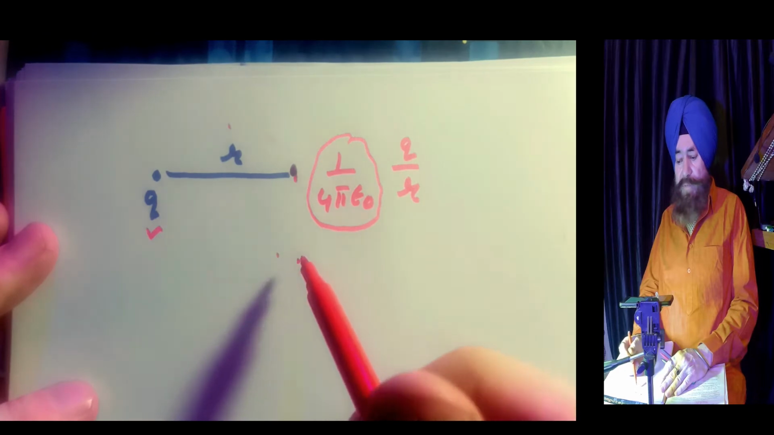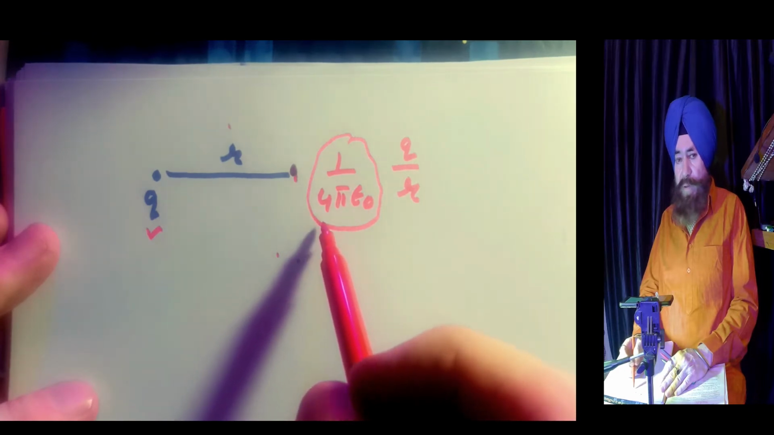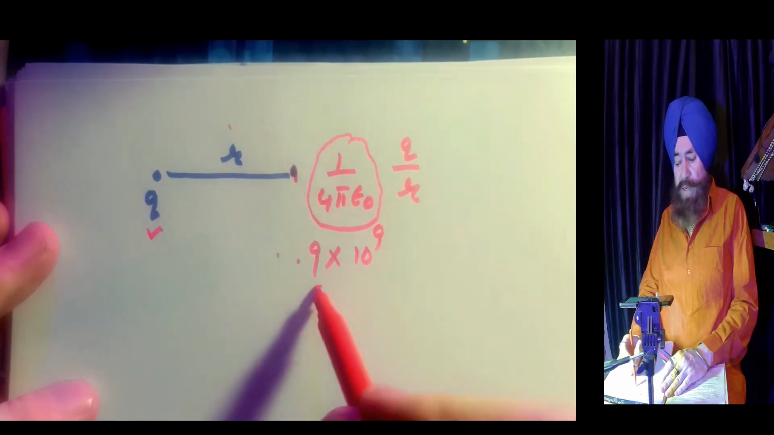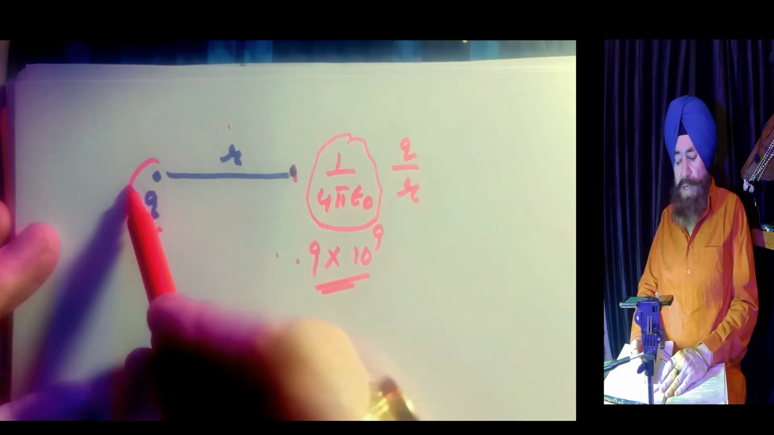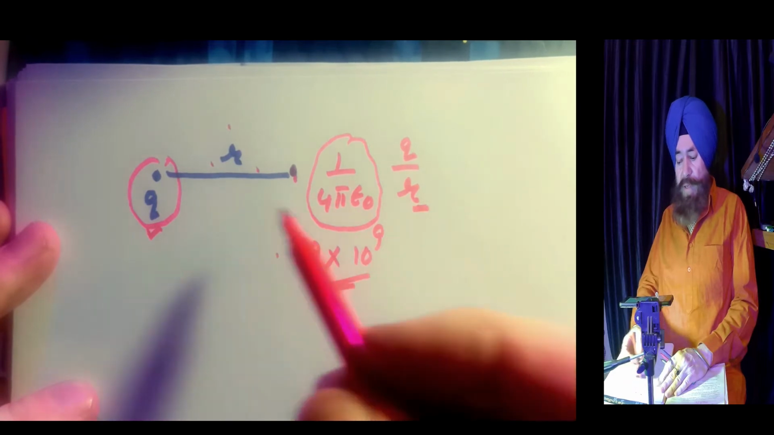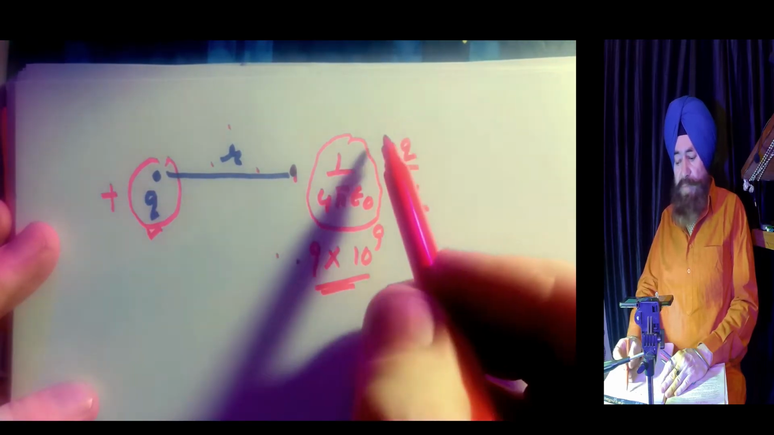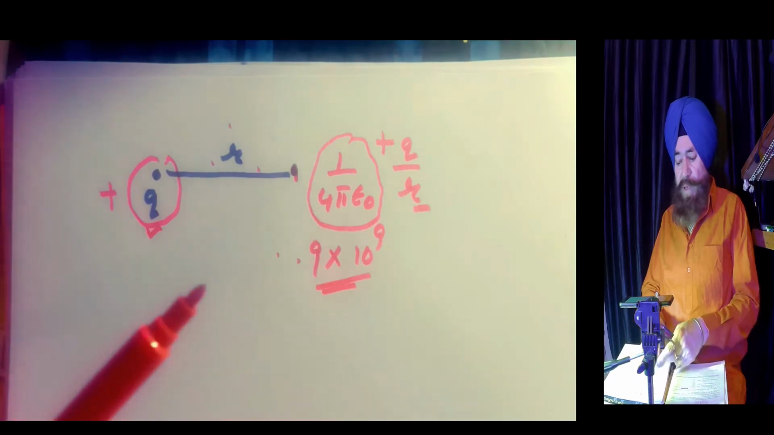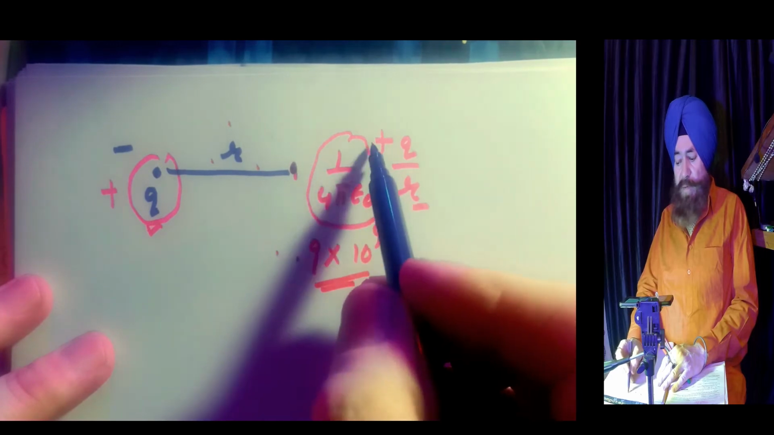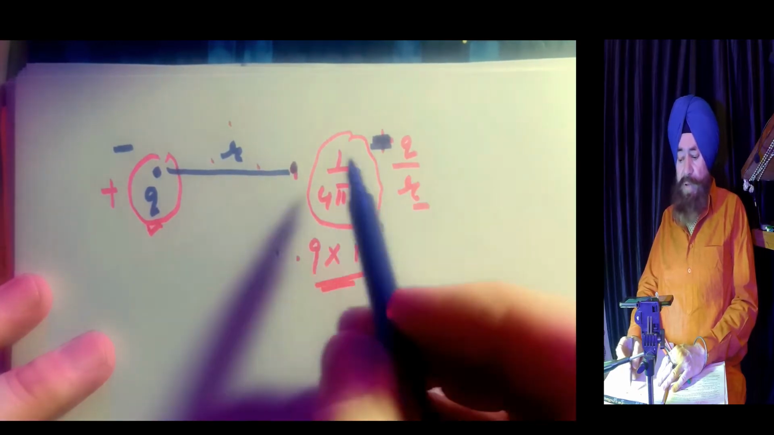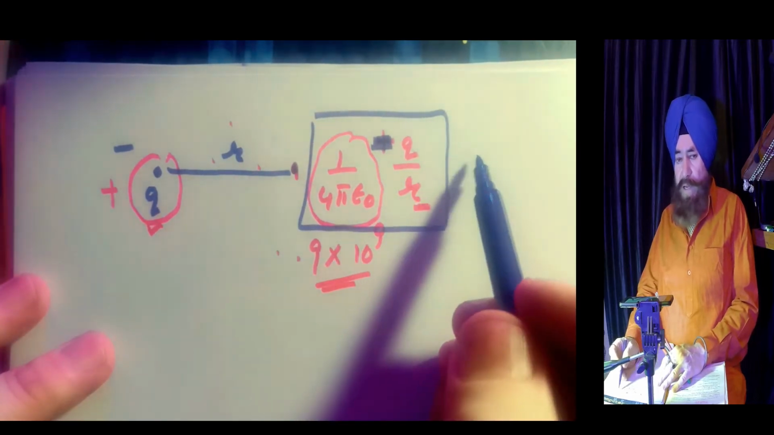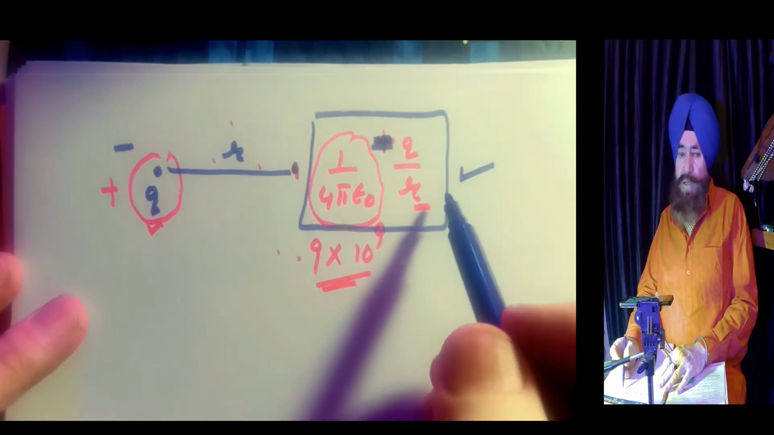If I suppose that the medium is free space, then its value is 9 into 10 to the power 9. Then this charge is the source charge Q, at distance R. If the charge is positive, potential will be positive, and if the source charge is negative, then the potential will be negative. And potential is a scalar quantity, not having any direction, only the numeric value.